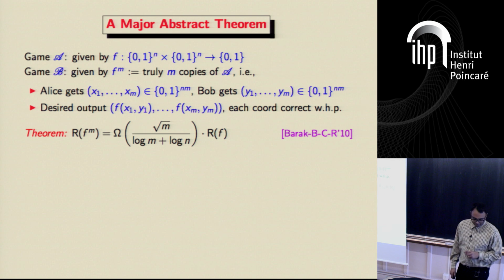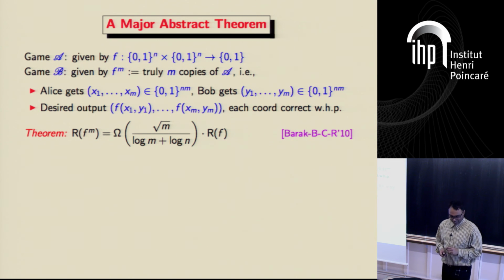Okay. So I want to end by stating this one major result in communication complexity proven using basically this paradigm. Now this is an abstract theorem, so it's not a result about a concrete function, but it applies to a general function. And it says this is due to this landmark paper of Barak et al.